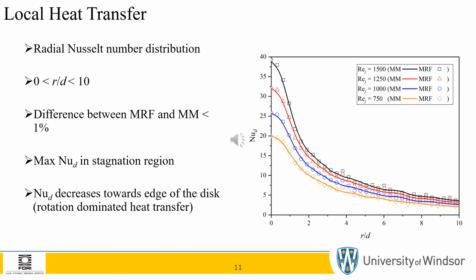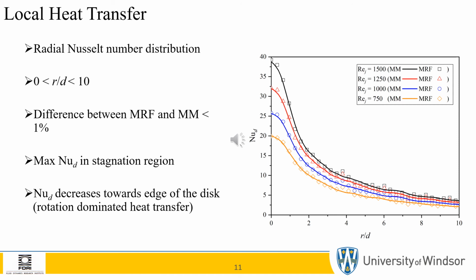Like stationary impingement, there is a maximum in the Nusselt number within the stagnation region of the jet, which is at R/D equal to 0. This is mainly due to the thinning of the boundary layer upon impingement. Beyond the stagnation region, there is a reduction in the Nusselt number towards the edge of the disk, where the Nusselt number is a minimum. For increasing jet Reynolds number, as previously mentioned, there should be an increase in the local Nusselt number, which is what we see.